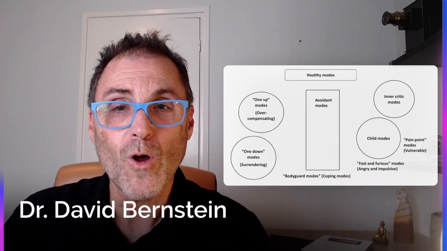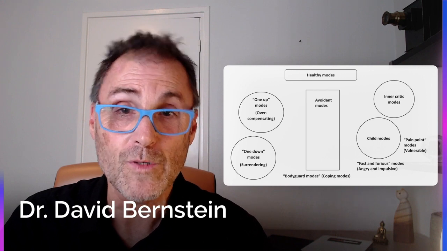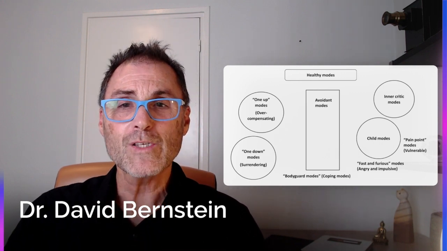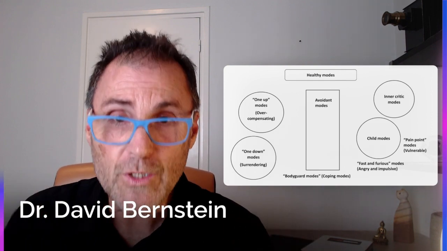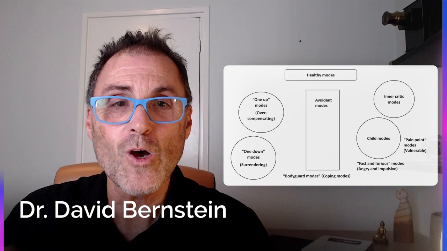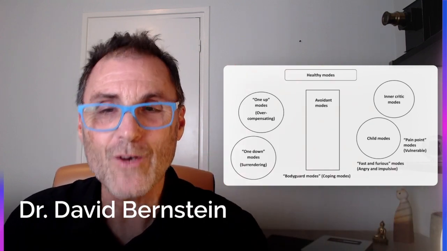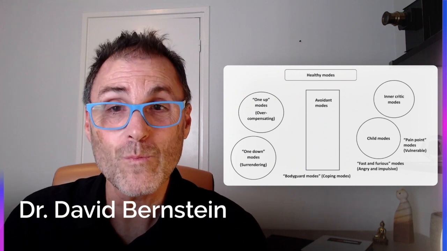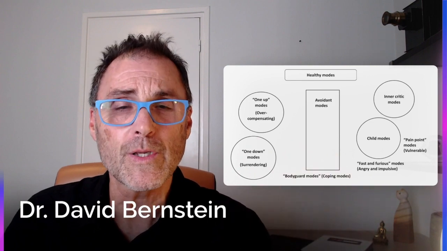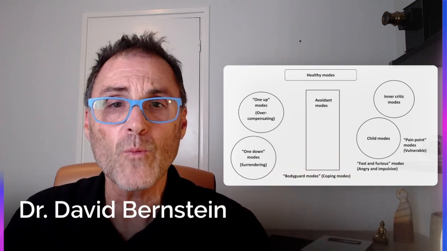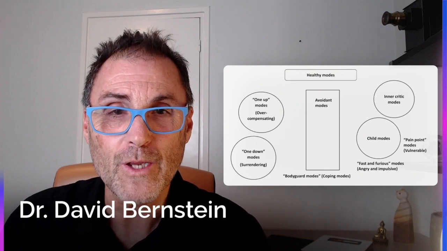Now, I've come up with some alternative names for some of the modes. For example, I refer to coping modes as bodyguard modes. The reason is that might be a more accessible way for some patients to understand the function of those modes: all of those coping modes, whether they involve avoidance, overcompensation, or surrendering, involve forms of self-protection. And furthermore, I tend to use the term one-up modes instead of overcompensating, and one-down modes instead of surrendering, because again, I think they're more intuitive for patients.